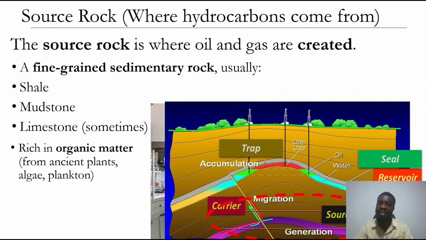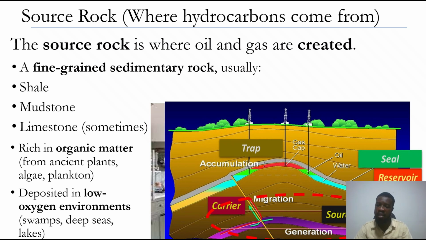Now, source rock gets these elements as a result of what we call sedimentation. These plants, algae, and plankton are carried by water to the desired areas where they accumulate for the source rock to be formed and also for hydrocarbon, or oil and gas, to be created.